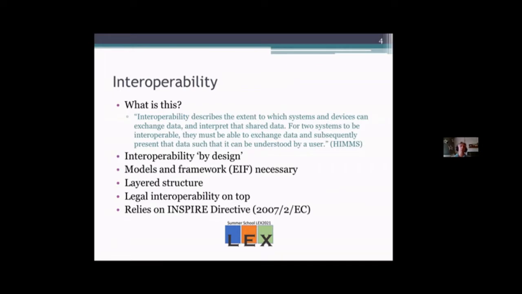So the reason why we do that, one of the reasons, of course, is to advance interoperability. For the ones of you who do not have a clear idea what this is all about, there are tons of definitions out there. Let me give just one here that I found to be particularly simple and not too academic or technical. Interoperability describes the extent to which systems and devices can exchange data and interpret that shared data. For two systems to be interoperable, they must be able to exchange data back and forth and subsequently present that data such that it can be understood by a user.